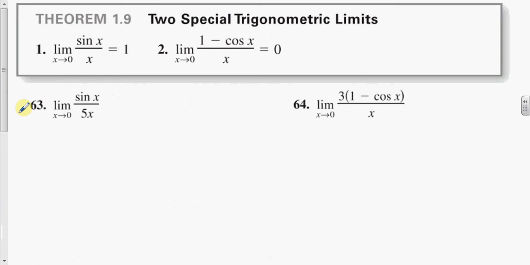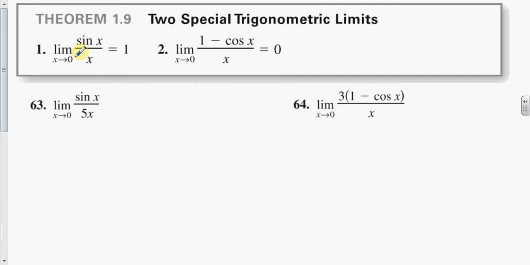We have two special trigonometric limits. That is, the limit of sine x divided by x is equal to 1, as x approaches 0. And then number 2, the limit of 1 minus cosine x over x as x approaches 0 is equal to 0. Now, the standard proof for 1 and 2 is a little lengthy. My proof cheats and assumes that we can use L'Hopital's rule. Using L'Hopital's rule, the proof is just the derivative of the numerator divided by the derivative of your denominator, and then you get what you want.